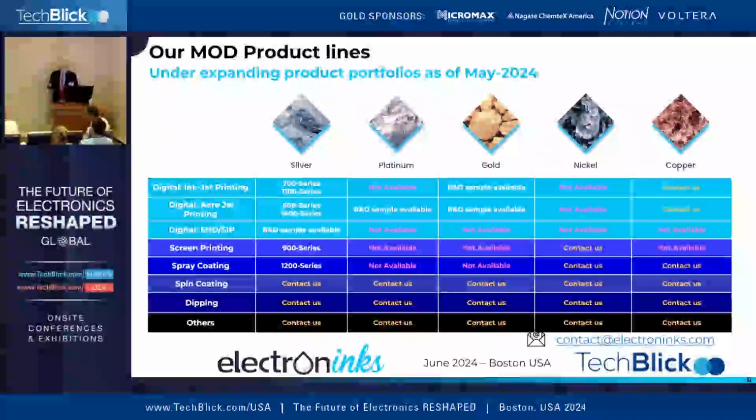So what's out there in terms of products and how can they be used? For silver, you can see that it has the largest area of use and application right now. Platinum and gold are out there today, but with more limited application techniques, and nickel and copper are still in development.